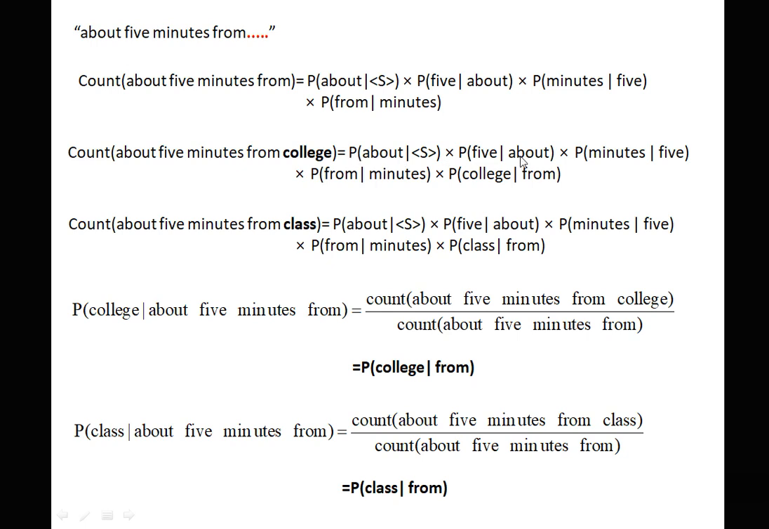Now here we are using the one word history, that is start of the sentence, about, 5, minutes, and from. That's why it is a Bigram model. Similarly, we can write down the equation for the class.